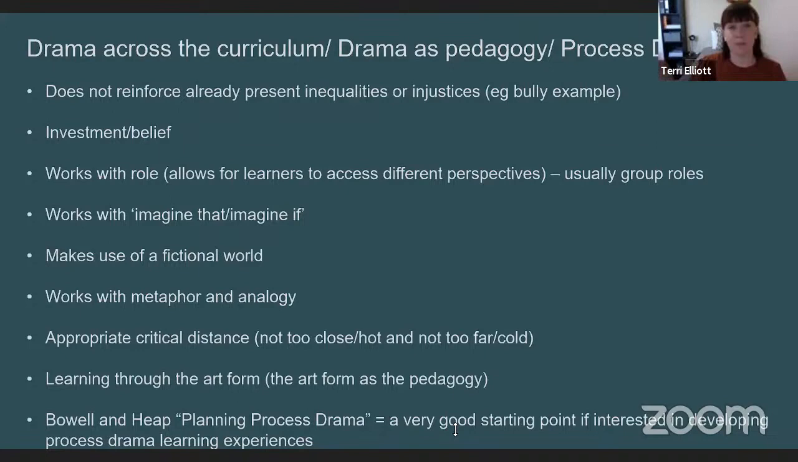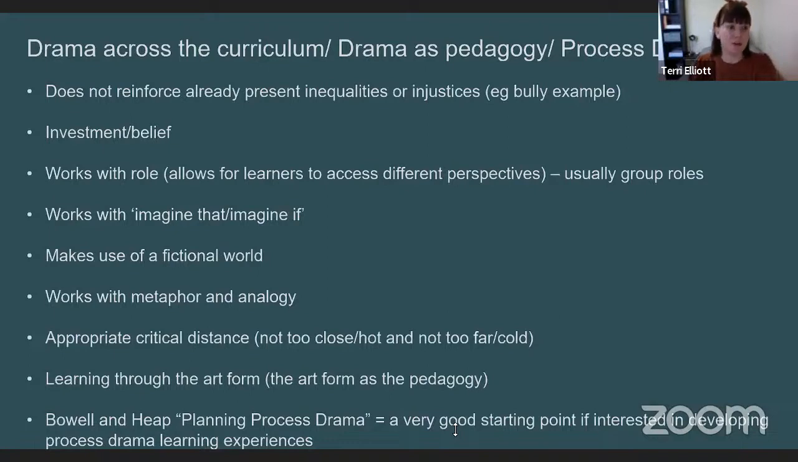Person B, imagine that you are being bullied. Act it out, and then they'll stop and they'll say, how did it feel to be bullied? And that is not what process drama seeks to do at all. Firstly, because that is creating a situation that is very unpleasant for someone. So that is never the aim of process drama. But secondly, it is too hot. It's not removed enough from the actual situation.